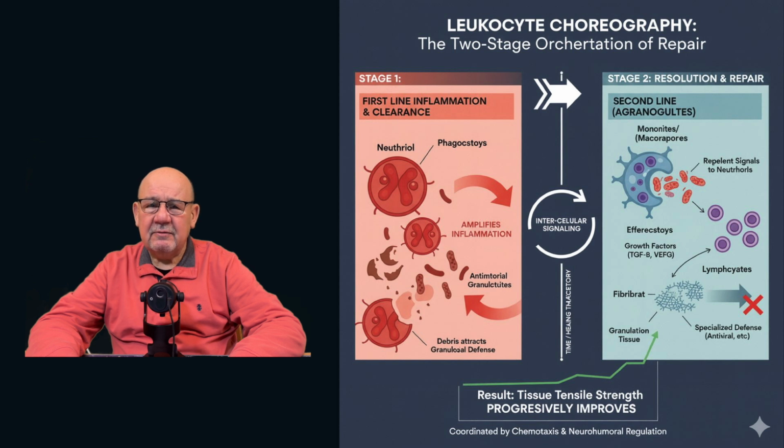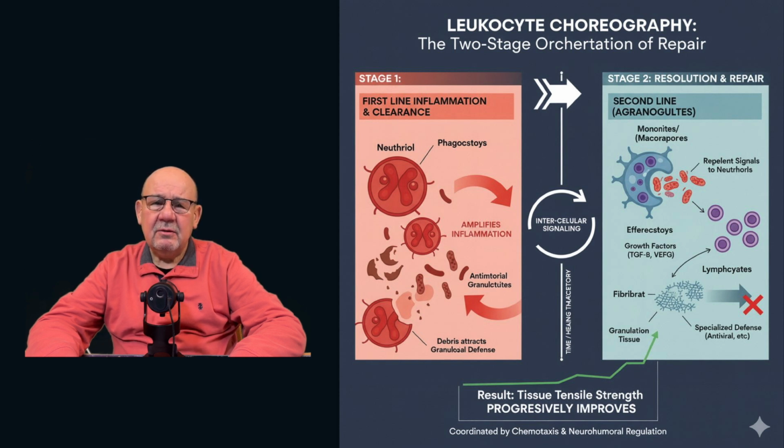These critical second-wave cells clear apoptotic neutrophils. Macrophages secrete growth factors such as TGF-beta and VEGF and recruit or transform into the cells necessary to build granulation tissue and re-establish structure. Crucially, the agranulocytes also encompass the specific immune cells, lymphocytes, vital for specialized defense.